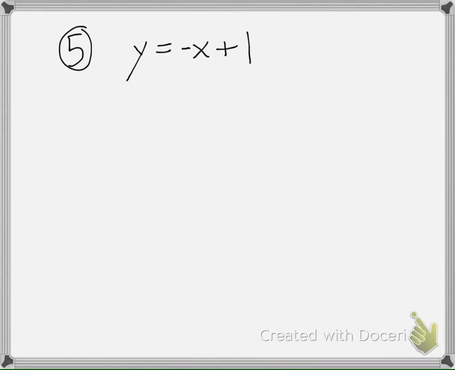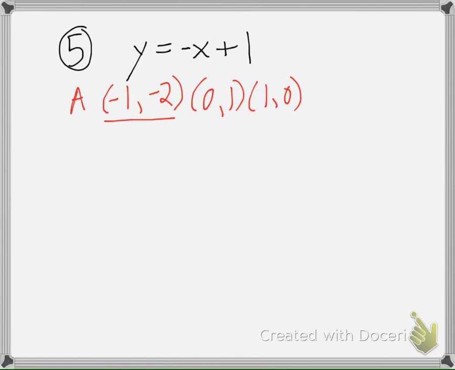Now, if we start with option A, for A we have negative 1, negative 2, 0, 1, and 1, 0. Looking at the first of those, because you can only do one at a time. So let's do the first one. So my x value is, and my y value is. So plugging into the equation, what do I have? Who can tell me what it'll be once I plug it into the equation? y, negative 2, equals. So you just plug them in.